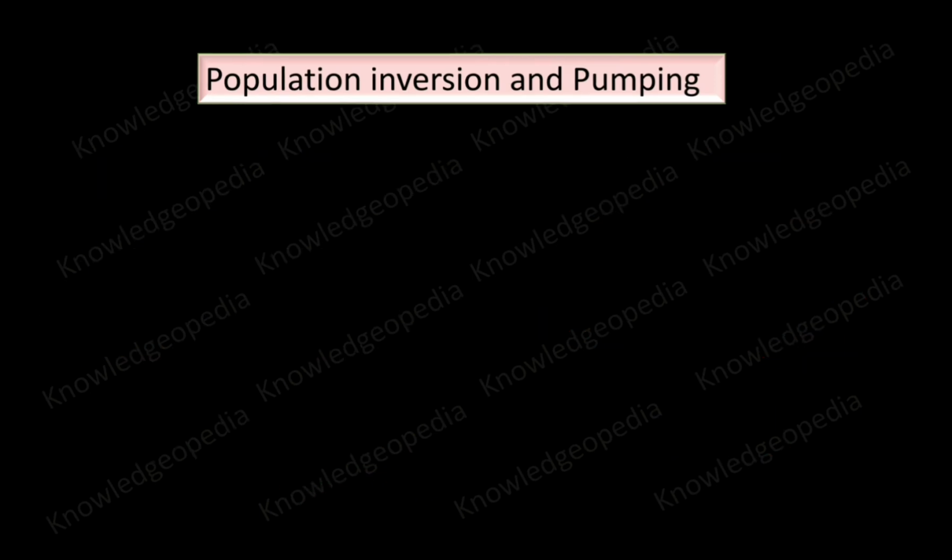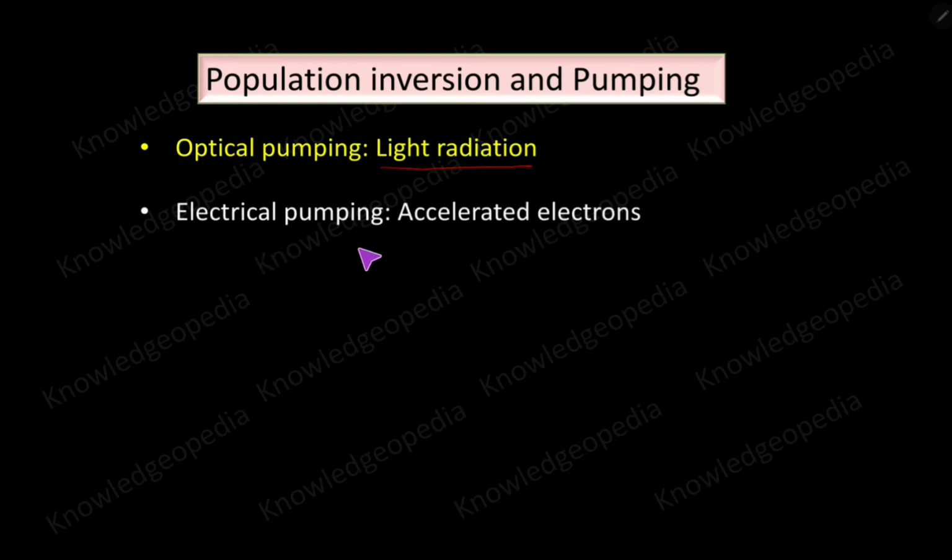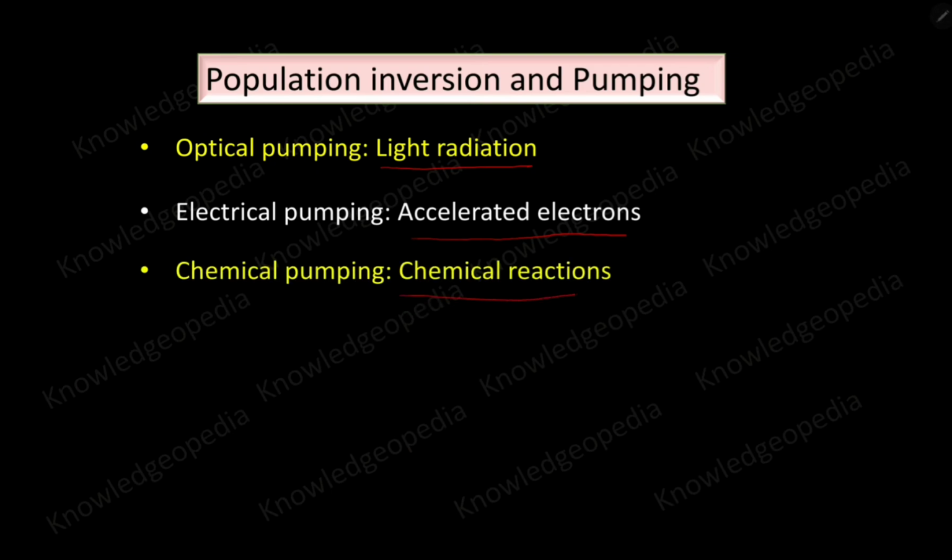There are different methods of pumping. The first one is optical pumping, where light radiation is used to supply the energy. Second one is electrical pumping, where accelerated electrons are used for this pumping method. Chemical pumping, where chemical reactions are used for supplying the energy. Thermal pumping, where heat radiation is used for pumping.